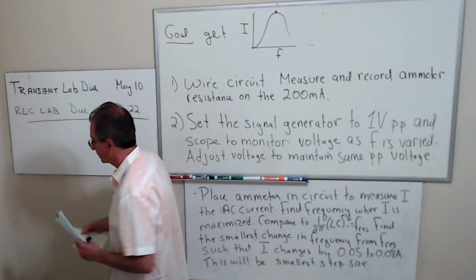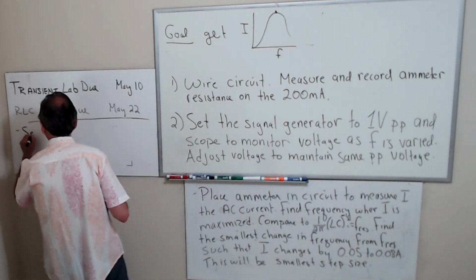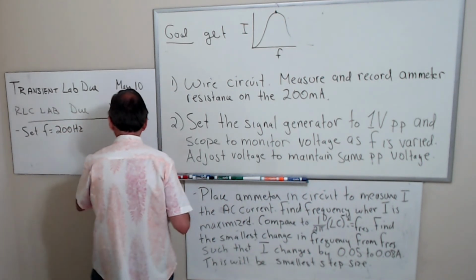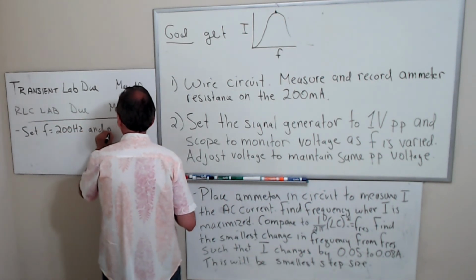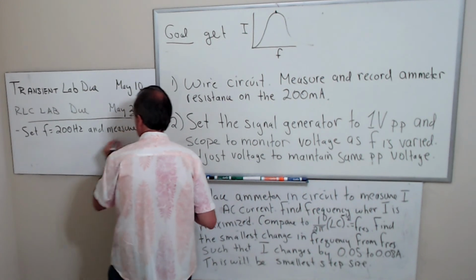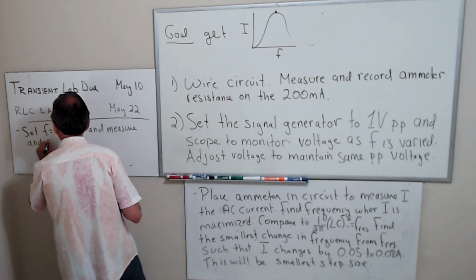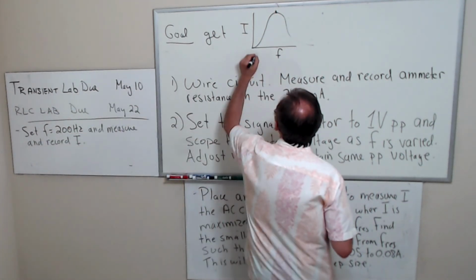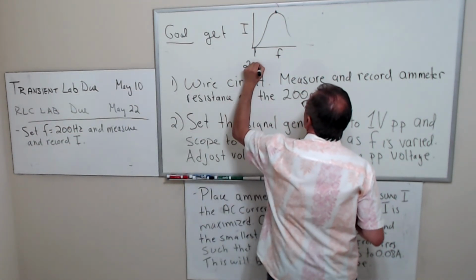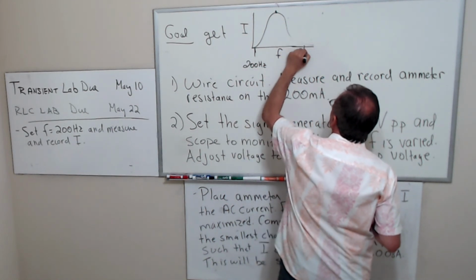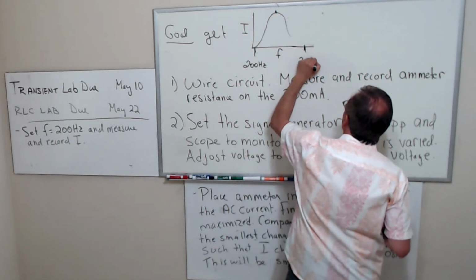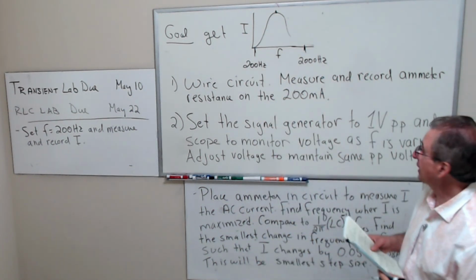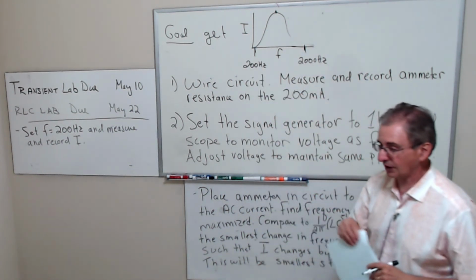Once you've done all this, then set F equals 200 hertz, and measure and record I. So your smallest value will be at 200 hertz, and your largest frequency is 2000 hertz. You're going to go from 200 to 2000 hertz. I'll say that again. You will scan from 200 to 2000 hertz.